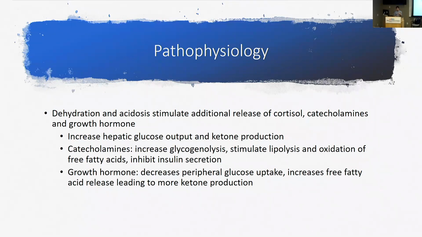Catecholamines themselves, so epinephrine and norepinephrine, increase breakdown of glycogen in order to release more glucose. They stimulate breakdown of fatty acids, which leads to increased ketones. And all of those things also inhibit insulin secretion. So you're building on this cycle of increased catecholamines, more glucose into the body, less ability to respond to that glucose, and more breakdown of your other fuels. And then growth hormone does pretty much the same thing as all of these other things.